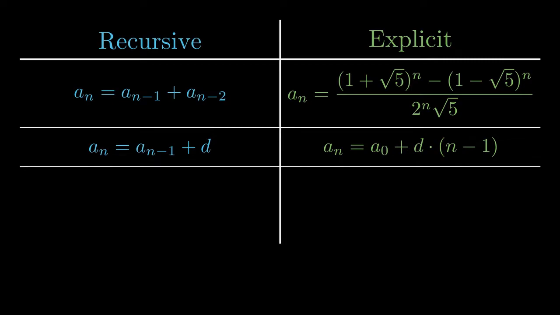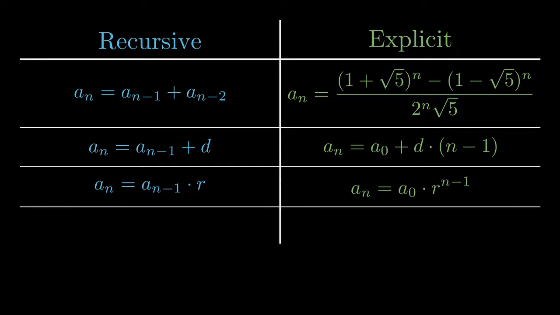minus 1. After that, we have the geometric sequence, which is like the arithmetic, but swap out all the addition for multiplication and multiplication for exponentiation. Lastly, we can also define the factorial recursively, since each term is equal to n times the previous term. This is just identical to saying that n factorial is equal to n times n minus 1 factorial.